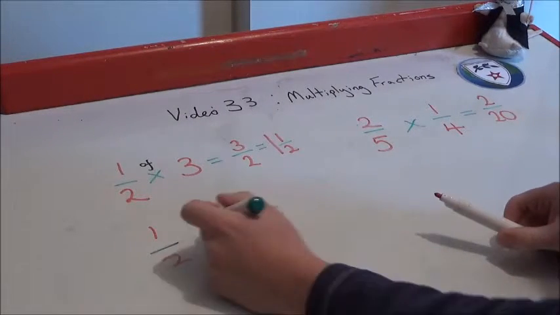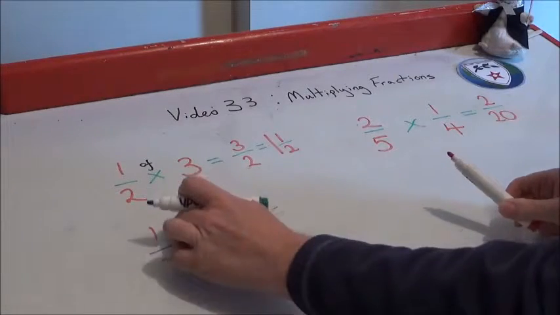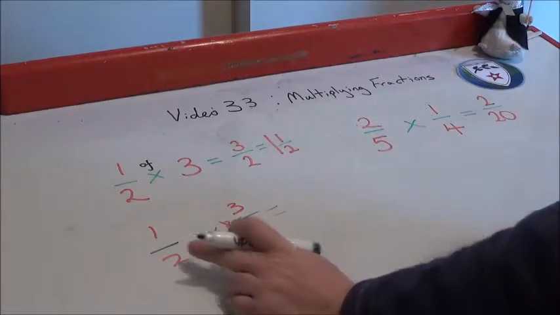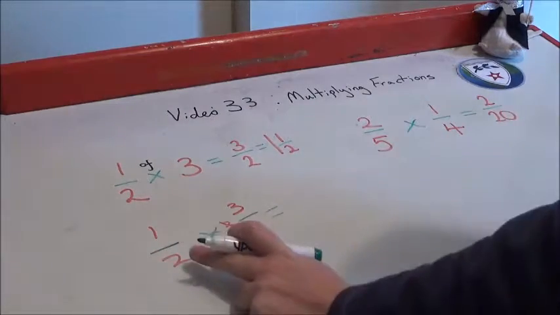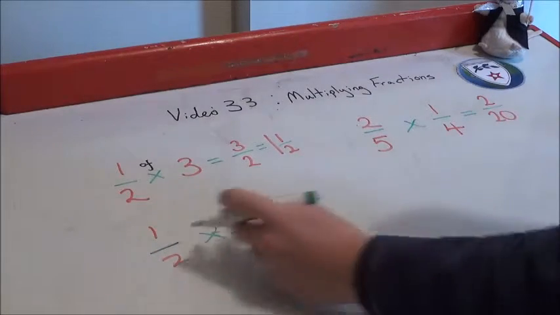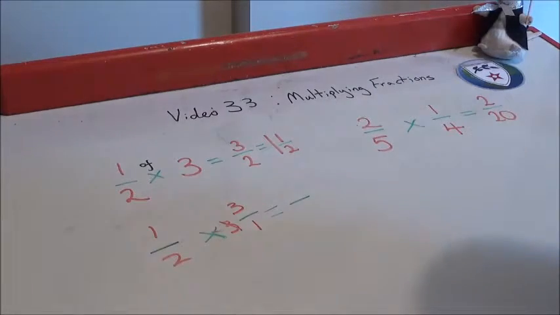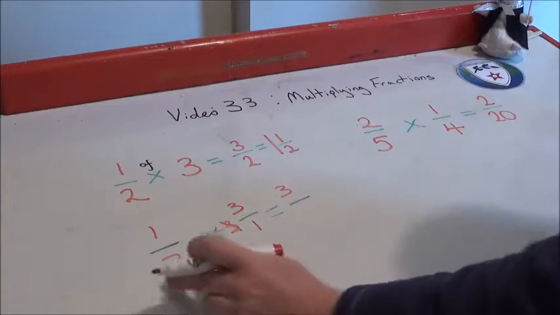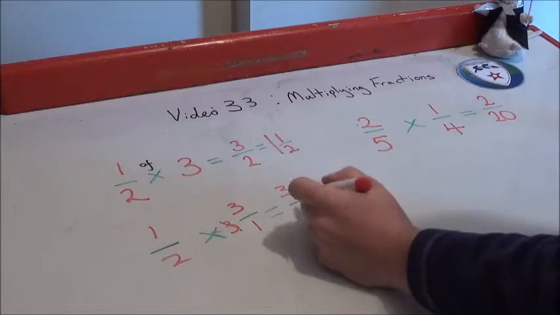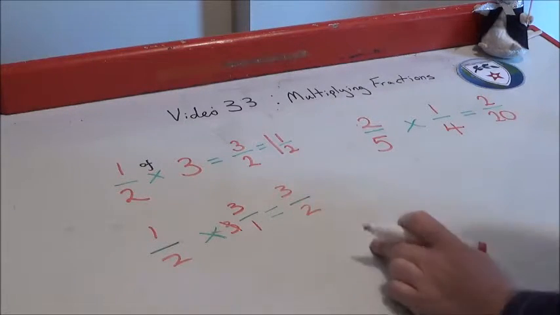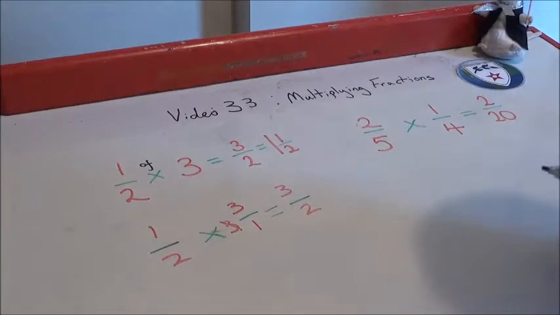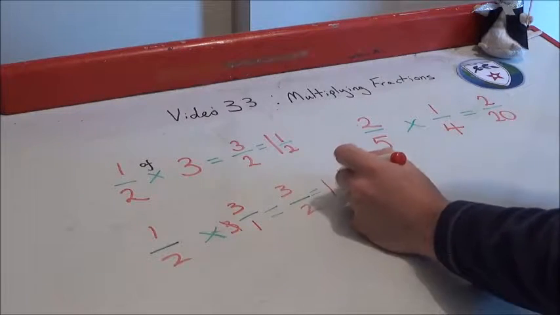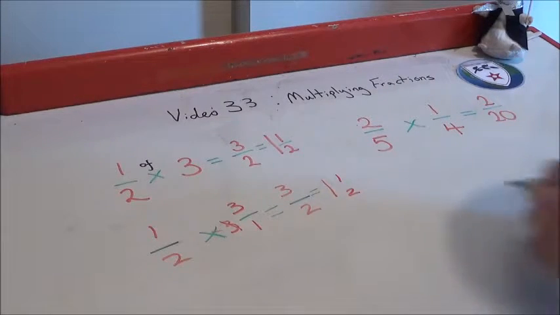Now I've got that, all I need to do is think of my numerators as 2 things together and my denominators as 2 numbers together. And I'm going to multiply those, and I'm going to multiply those. So 1 multiplied by 3 equals 3, and 2 multiplied by 1 equals 2. 3 over 2. And then, looking similarly, we can convert that into a mixed fraction, which is going to be 1 whole and a half.